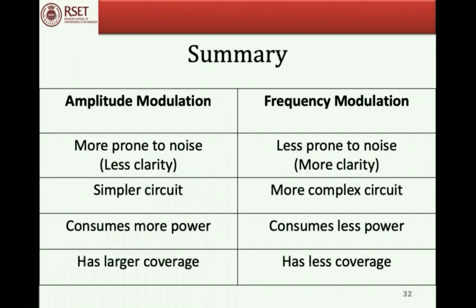In summary, amplitude modulation is more prone to noise and has lesser clarity. FM is less prone to noise and has more clarity. AM uses a simple circuit, but FM uses a more complex circuit. AM consumes more power for transmission, whereas FM consumes less power. AM has larger coverage, whereas FM has less coverage than AM.